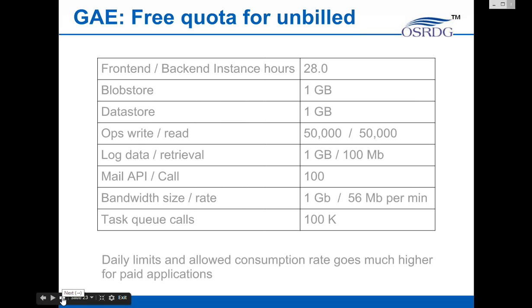That is quite large. Then blob store up to 1 GB, data store up to 1 GB, then operations like write and read to data store 50K each. Then log data 1 GB and 100 MB. That is a retrieval rate at a time you can use. This is all for free quota, unbilled. Then you can send 100 emails without paying anything. Then bandwidth size, 1 GB is the bandwidth available to you, and bandwidth consumption rate will be 56 MB per minute. Then task queue calls up to 100K calls you can make. So please note that daily limits and allowed consumption rates go much higher for paid applications.